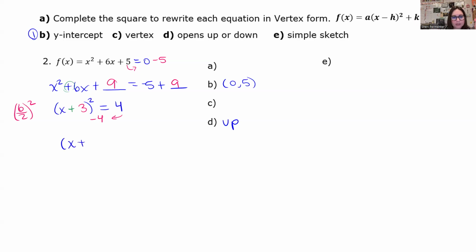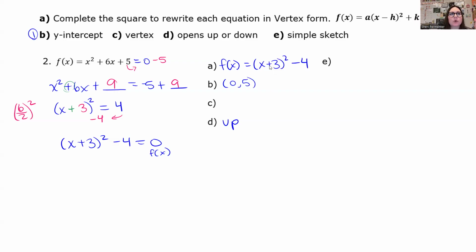And (x plus 3) squared minus 4 equals 0, which is the same thing as f of x. They mean the same thing. So now when I go write it, I'm not going to say it's equal to 0 because I'm not solving. I'm going to say f of x, or y equals is fine too. (x plus 3) squared minus 4.